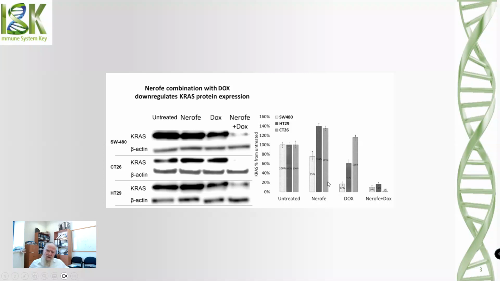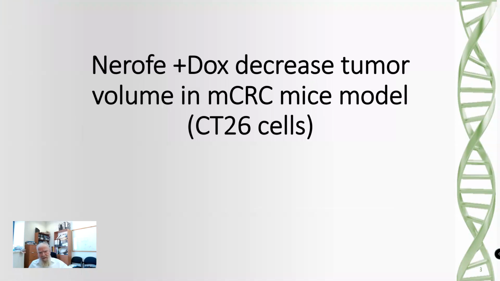You can see here the quantitation. Here is the level of KRAS in SW480. In the group of Nerofe, a decrease; with DOX, a decrease; almost complete decrease in the combination. Same story with CT26 and HT29. So basically the combination can downregulate the level of expression of KRAS.